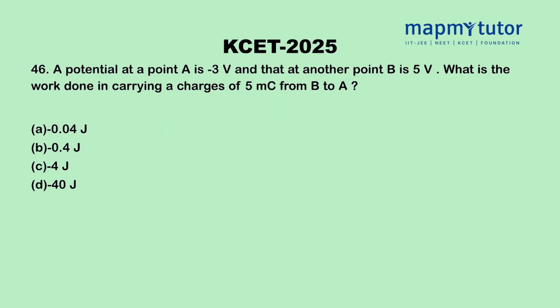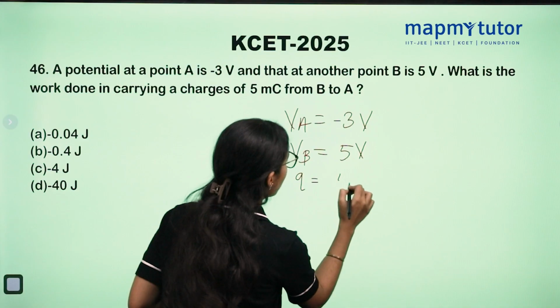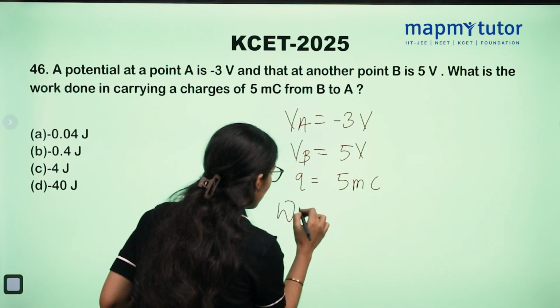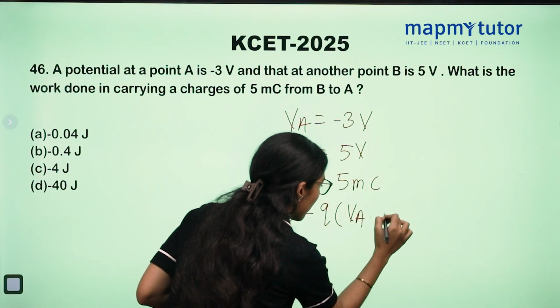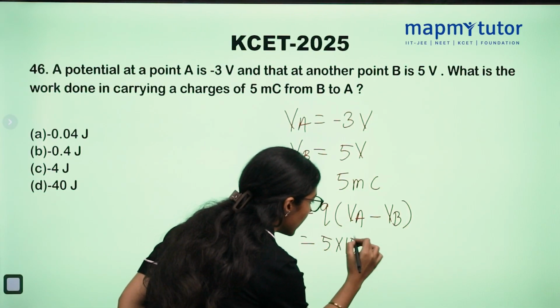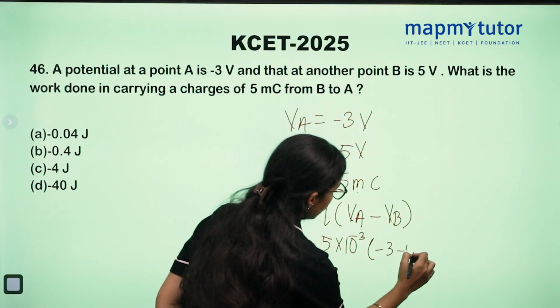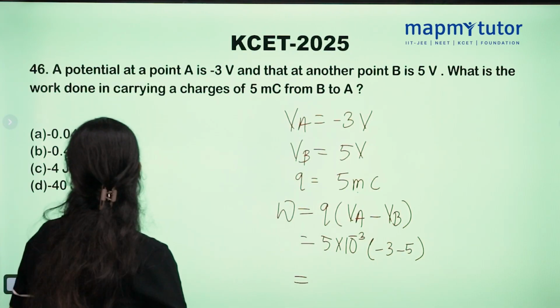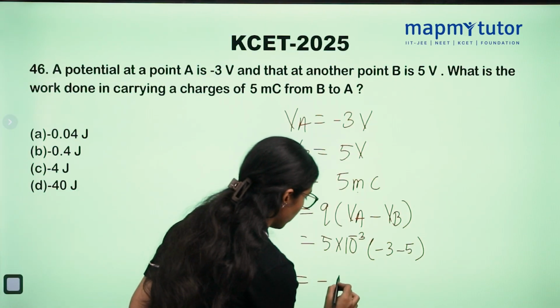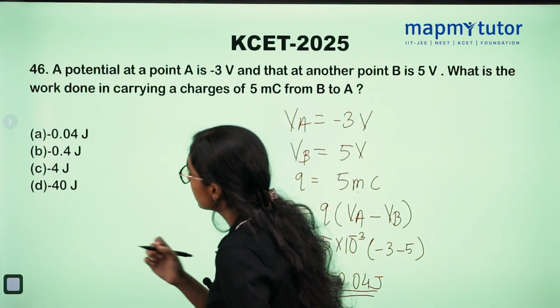A potential is given at point A, minus 3 volts, and at B it is also given, 5 volts. Charge is also given to you. What else do you want? Everything is given now. So W will be equal to Q times (VA minus VB). Put your values: 5 into 10 to the power minus 3, milli, into (minus 3 minus 5). So your answer will come out to be minus 0.04 joules. Correct option is option A.